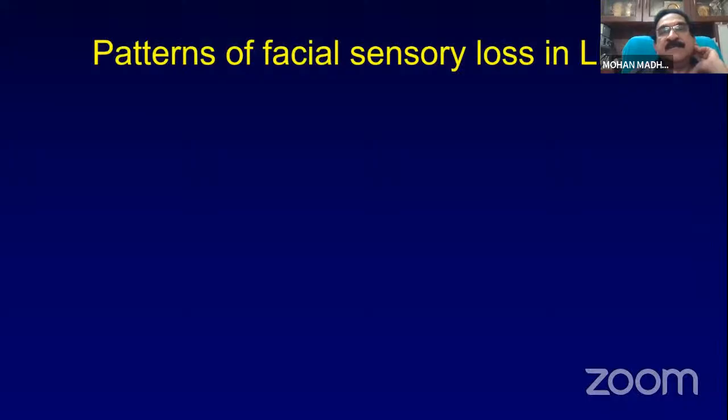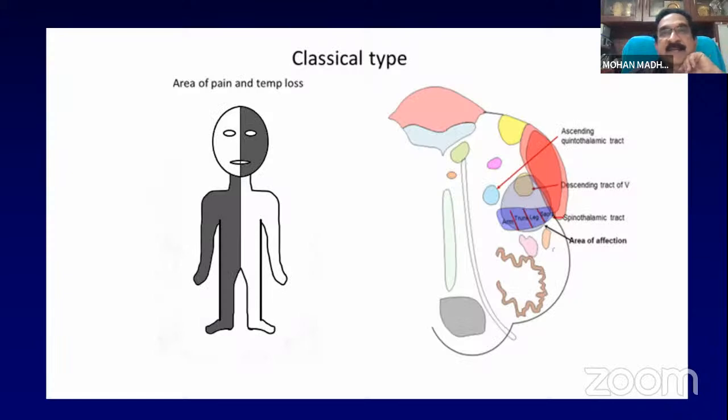Now come to the facial patterns of sensory loss in trigeminal syndrome. Now this is the classical type which you see. Before going to the pattern, let us see the anatomy of the medulla. This is the cross-section of the medulla, this is the inferior olivary nucleus, this is the inferior cerebellar peduncle. What we are interested in is these three tracts. This is the descending tract of the trigeminal nerve nucleus. This is the ascending quintothalamic tract which carries pain fibers from the opposite side. And this is the spinothalamic tract, which carries pain from the contralateral side of the body.